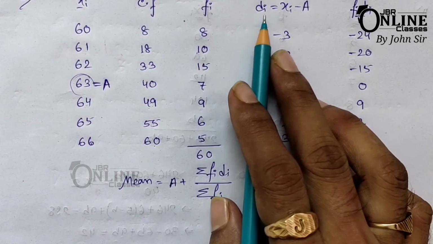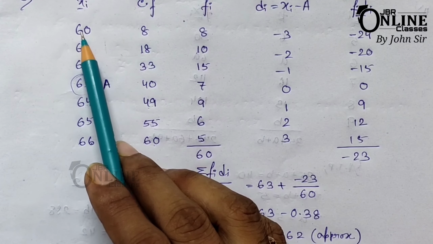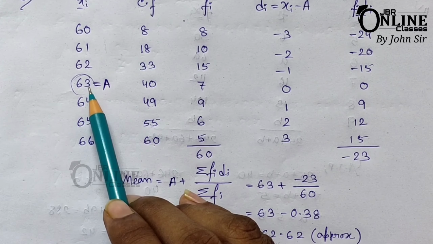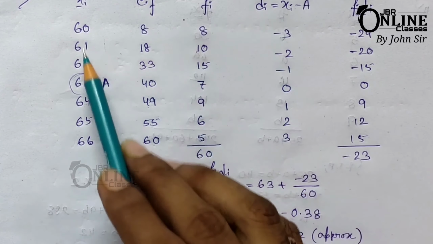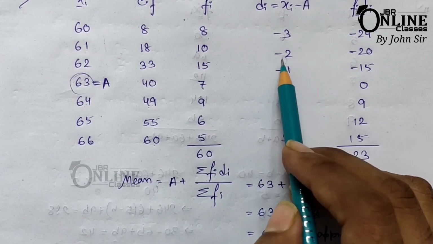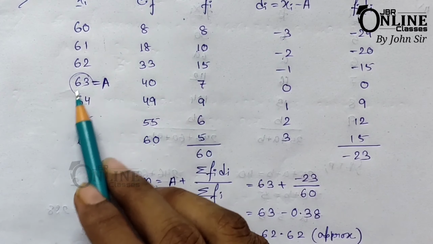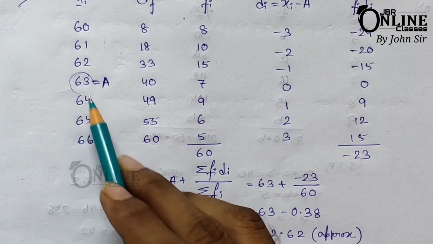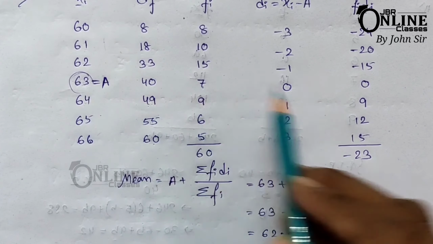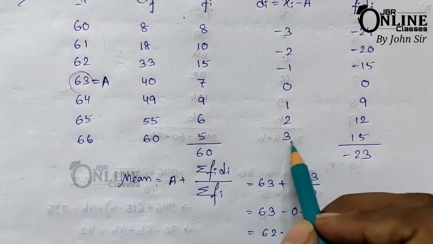Now second one, di. Here the formula is xi minus a. So here xi equals 60 and a equals 63. So 60 minus 63 is minus 3. 61 minus 63 equals minus 2. 62 minus 63 equals minus 1. Then 63 minus 63 equals 0. Next, 64 minus 63 is 1, 65 minus 63 is 2, and 66 minus 63 equals 3.